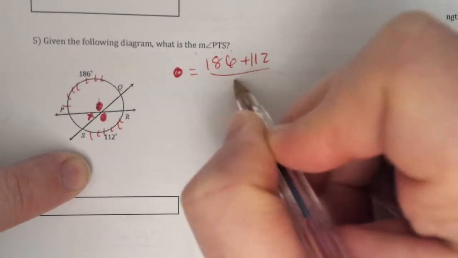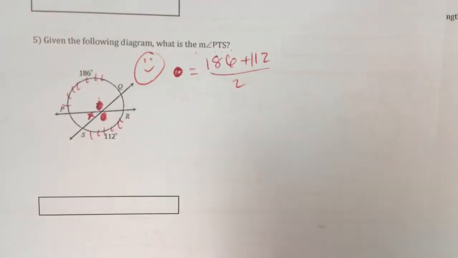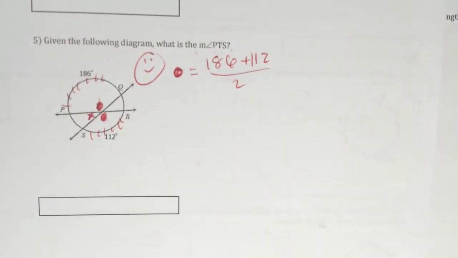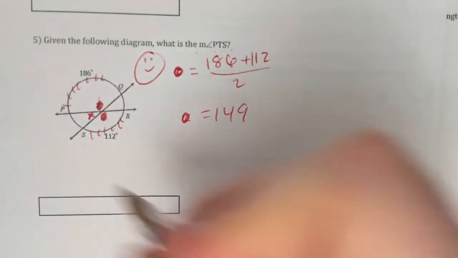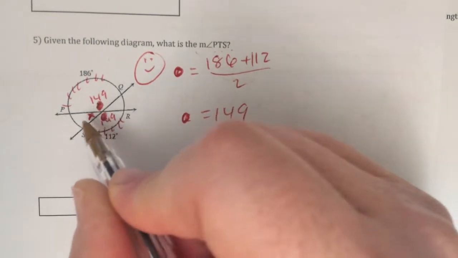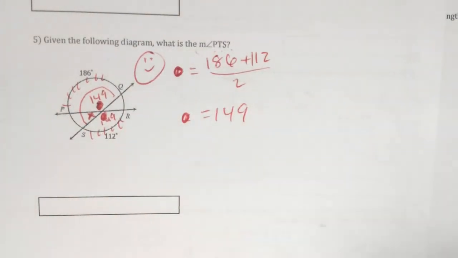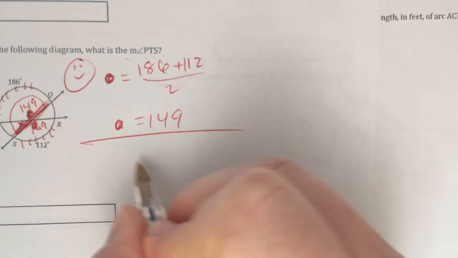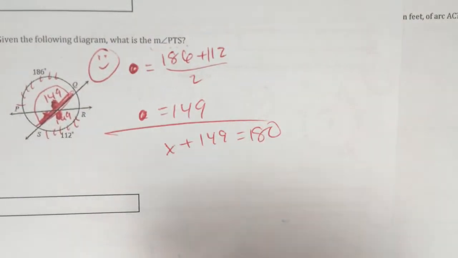And now why are we adding them versus subtracting them? Because they're inside the circle, so we're happy, right? So add those two together. So 186 plus 112, divide by 2, and we would have that that dot is equal to 149. And usually you would be done. However, we're not actually looking for that angle. We're looking for X. So I know that these two add up to 180 degrees because see how they make a straight line together? So in order to finish that off, X plus 149 is equal to 180, and you guys can finish that off and write down that answer.